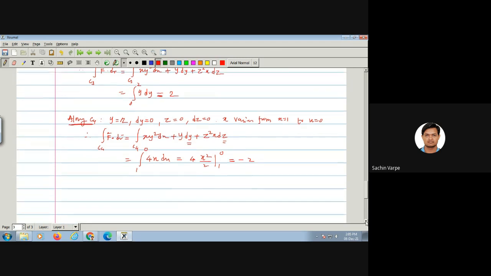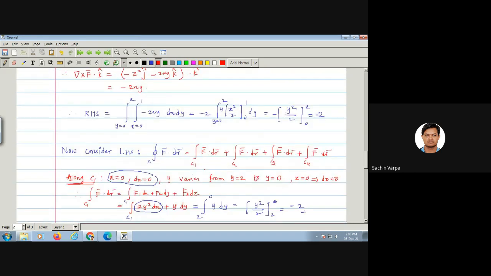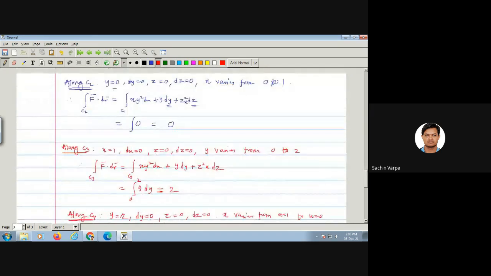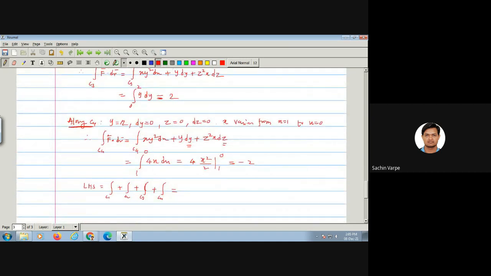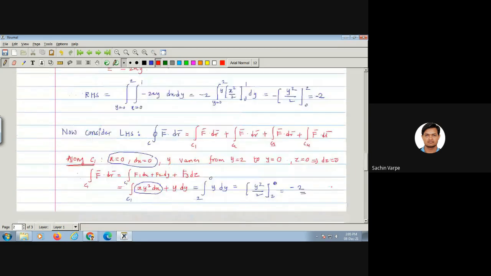So let us now get the left hand side. LHS is the sum of all four integrals: over C1 plus over C2 plus over C3 plus over C4. So how much will it be? The first integral was minus 2, then 0, 2, minus 2. Minus 2 plus 0 plus 2 minus 2 equals minus 2, and that is nothing but our right hand side, RHS. Yes. So hence Green's theorem is verified.